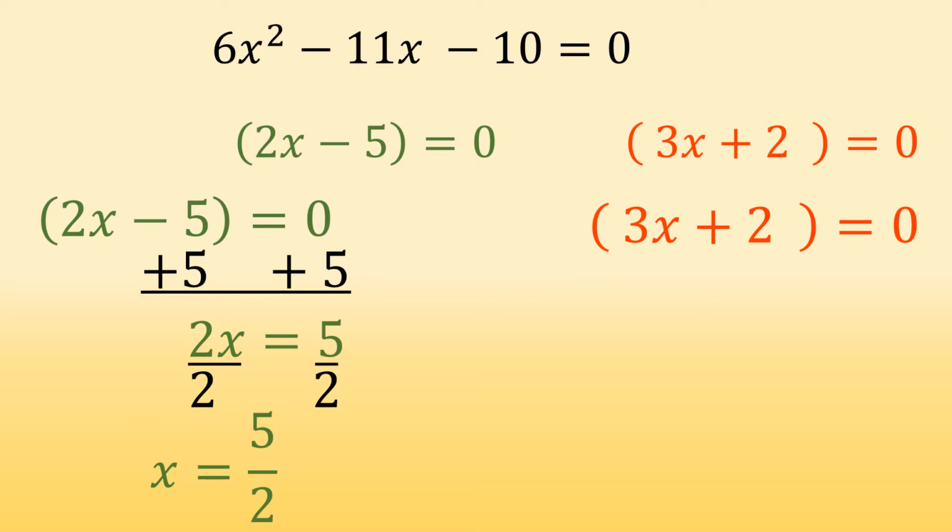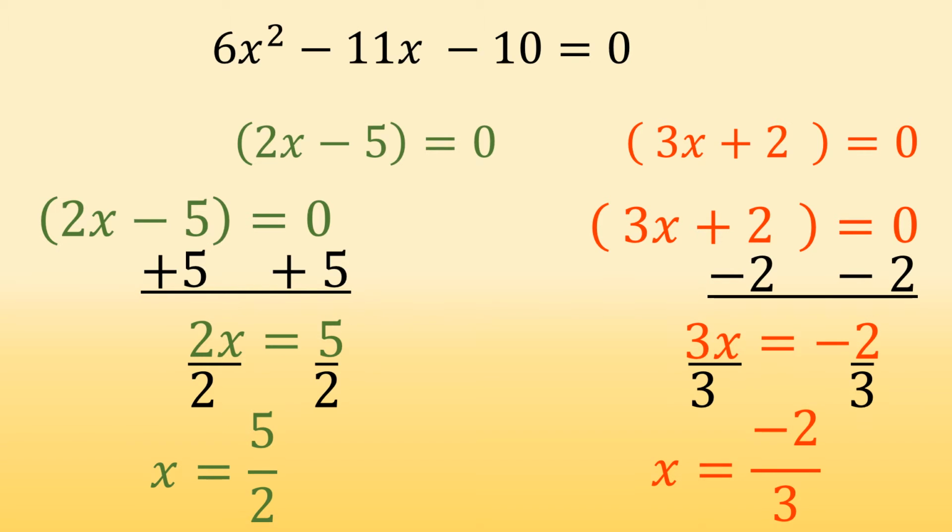Let's do the other one. 3x plus 2, subtract 2, divide by 3. There we go. X is equal to negative 2 over 3. It is a quadratic. We should have 2 answers. Okay? These are my x values for my x-intercepts.